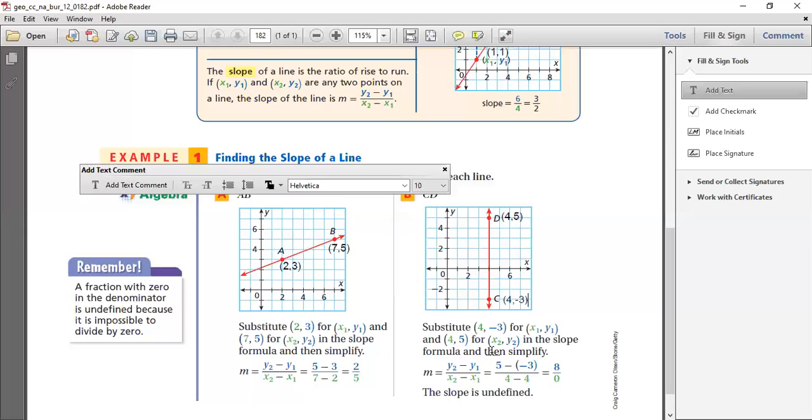Okay, it cannot be 8 divided by 0 because you cannot divide any number by 0. That's something out of the question. So because you need to divide this 8 by 0, the slope is undefined as it doesn't have an answer. But whenever you see a vertical line, that's undefined. Simple as that. The slope for a vertical line is going to be undefined.